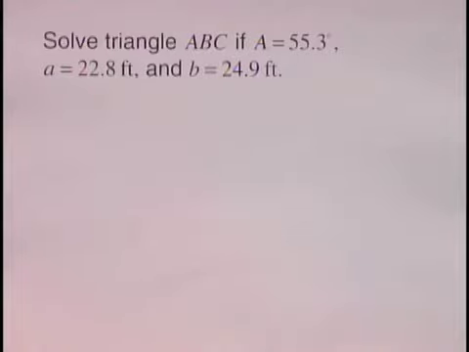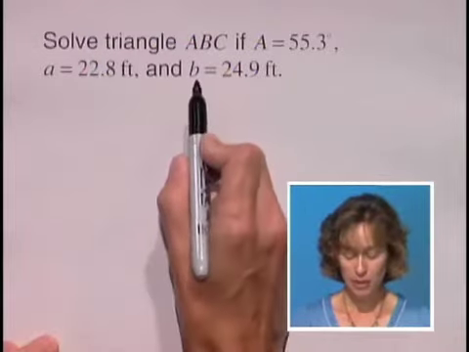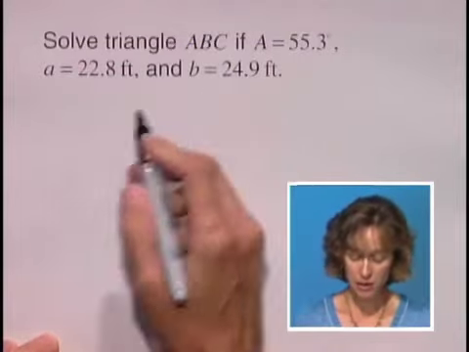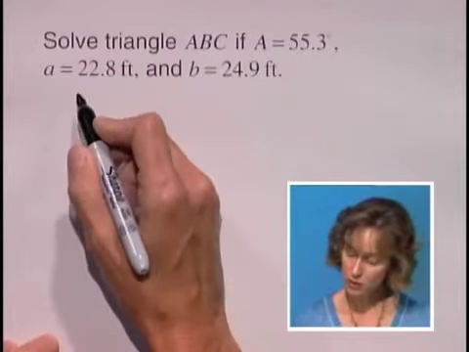Let's solve a triangle. We want to solve triangle ABC if angle A is 55.3 degrees, side A is 22.8 feet, and side B is 24.9 feet. The first thing to look for is angle B. We have angle A, and side B. Let's look for angle B using the law of sines.